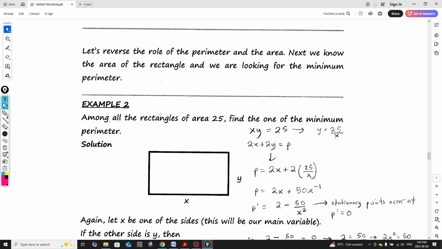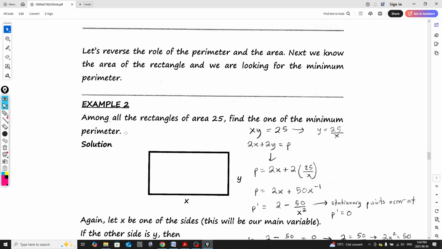But anyways, among all the rectangles of area 25, find the one of the minimum perimeter. So this is interesting. I want rectangles that have an area of 25, but I want the minimum perimeter.